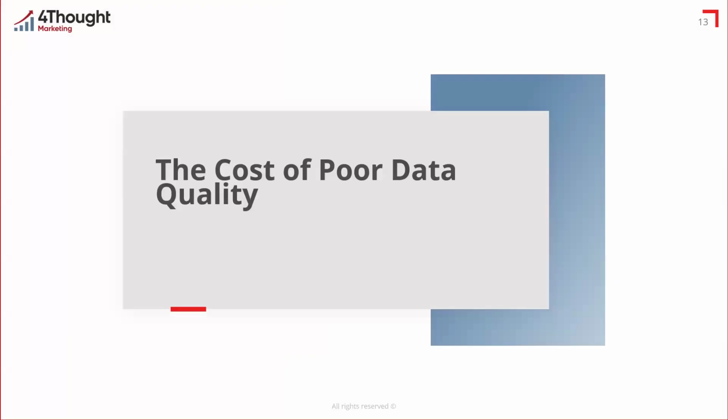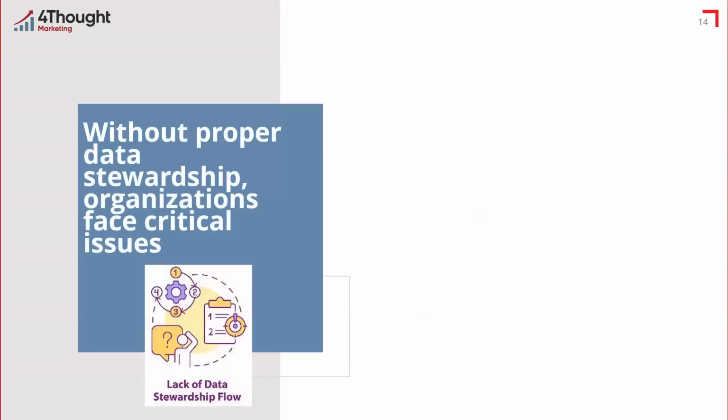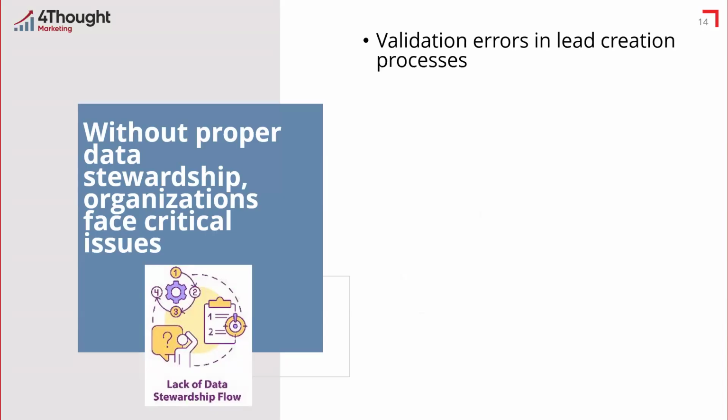So what is the cost of some poor data quality? Well, without proper data stewardship, there are some critical issues that the organizations could face. Validation errors in the lead creation process. So if the CRM and Eloqua data validations don't match, there could be data not being sent to the CRM. For example, a new validation for a job level or industry was implemented, let's say last quarter, but was never notified or implemented into Eloqua. That is going to generate issues in the long run.